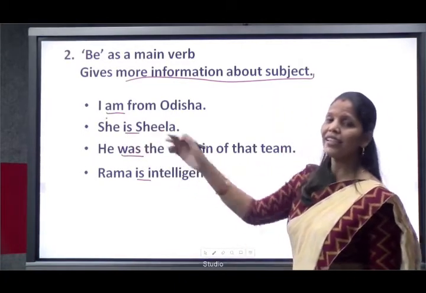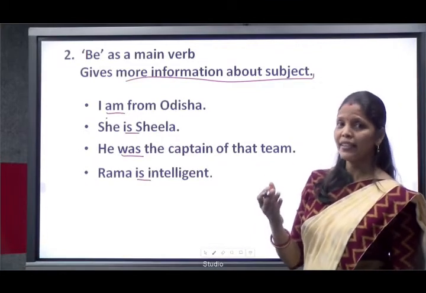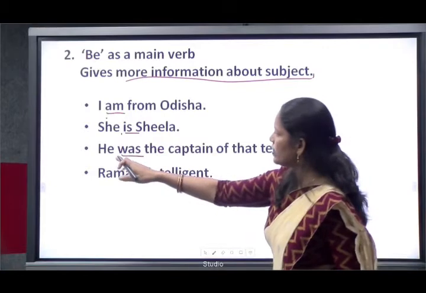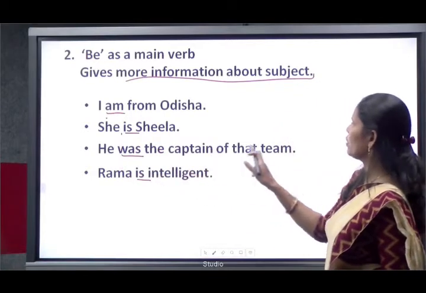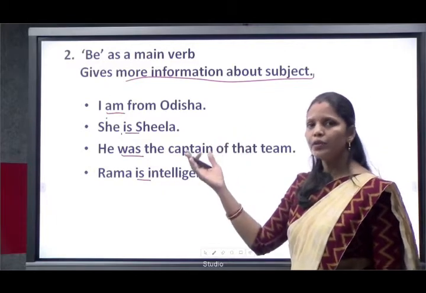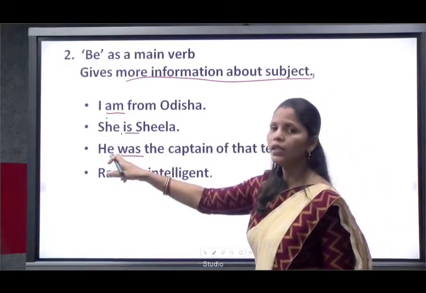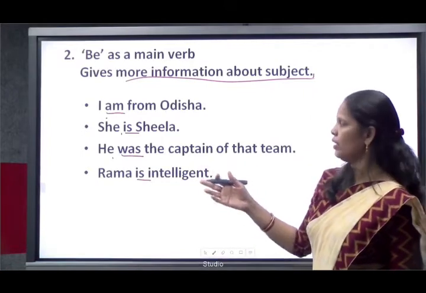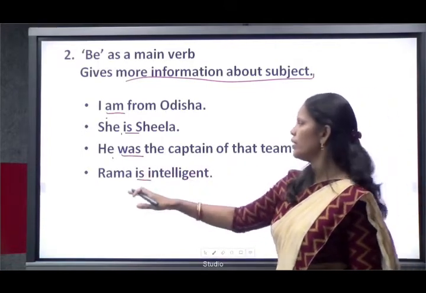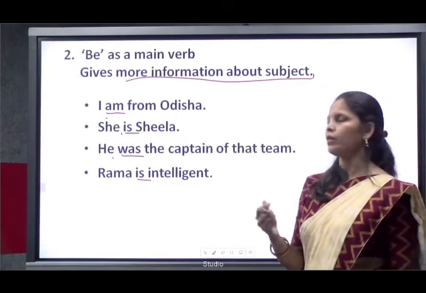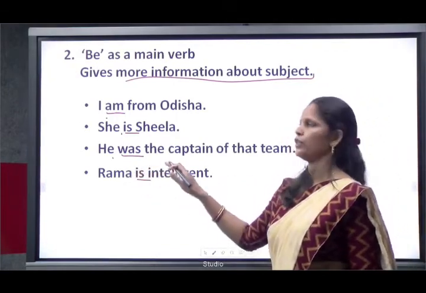Here it indicates who she is, the identity of who she is. She is Sheila. In the third sentence, he was the captain of that team. Also it gives information about the subject. Rama is intelligent. How is Rama? Or what is Rama? Rama is intelligent. It gives more information about Rama's quality.